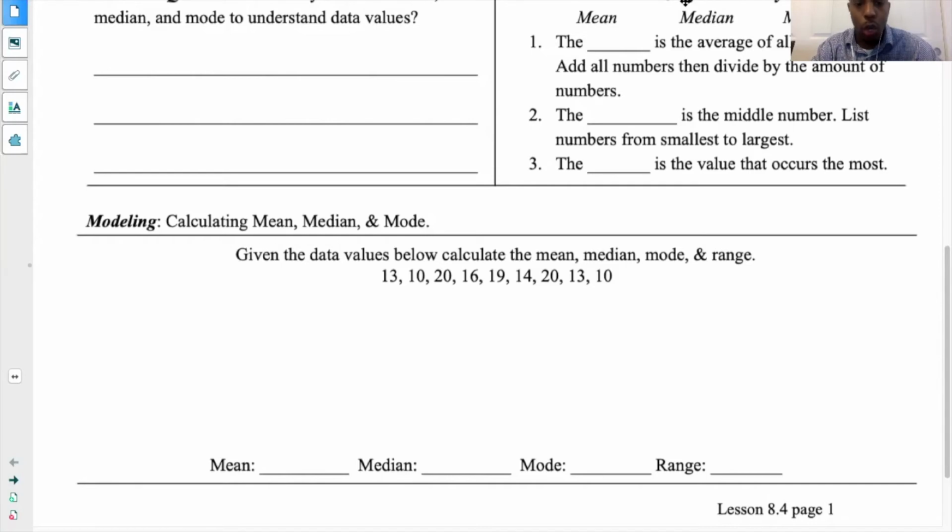All right, so I'm going to put all the numbers here for the mean and add them together, okay? All right, so if you were to list it out: 13 plus 10 plus 20 plus 16, right?